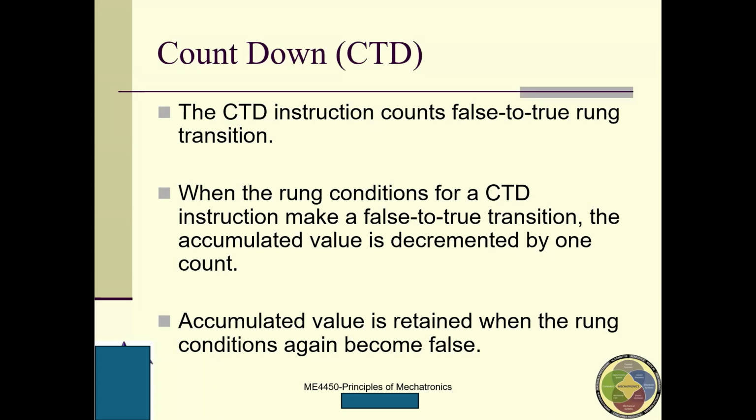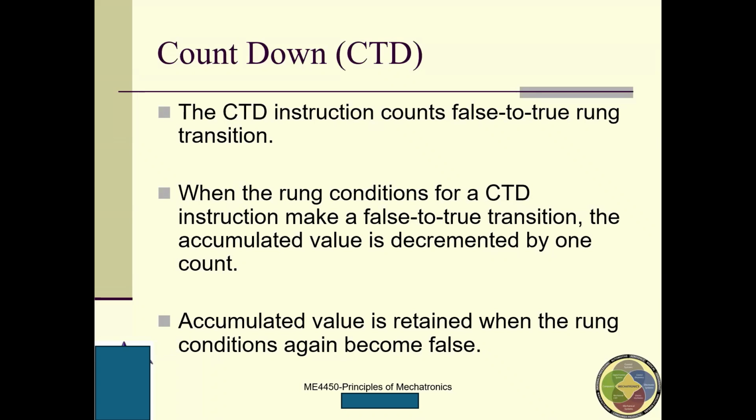Any questions so far about CTU and CTD? These two both only count the false to true transition. So in this aspect, the counter is different from the timer, right? T1 and T5 are different: T1 is only triggered by the false to true transition, and T5 is only triggered by the true to false transition. That's for the timer. But for the counter, CTU and CTD are both only triggered by the false to true transition. So why do I emphasize this?